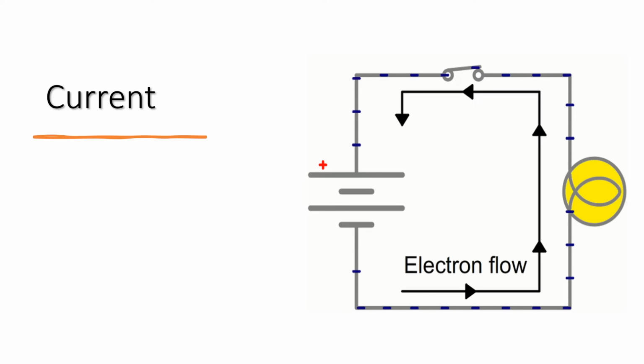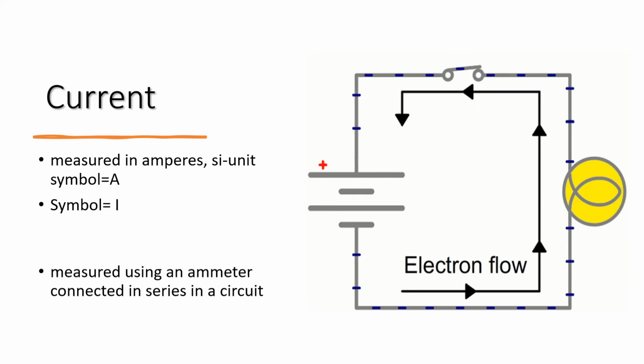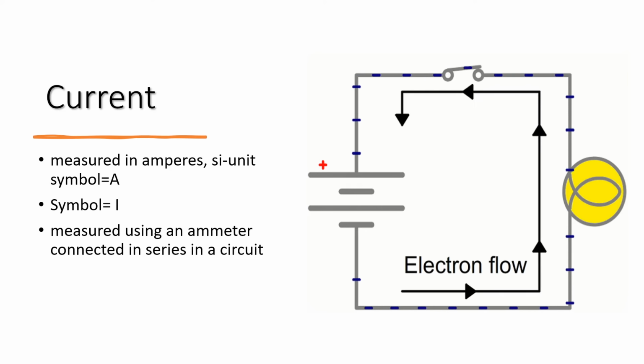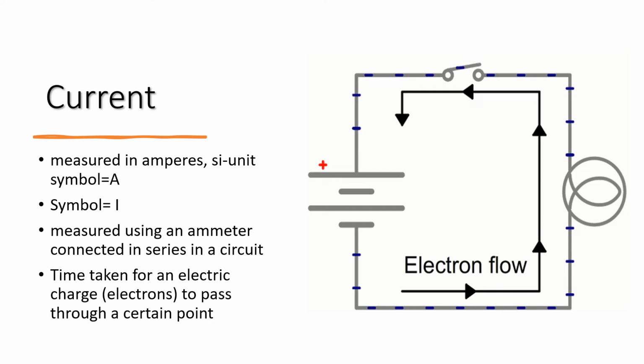With regards to current, it is measured in amperes, and the unit symbol that we use is a capital A. The symbol that we represent current with when we start with our calculations is capital letter I. We measure current in a circuit using an ammeter, and an ammeter will always be connected in series in a circuit. The definition of current is the flow of an electric charge or electrons through a certain point of a circuit.